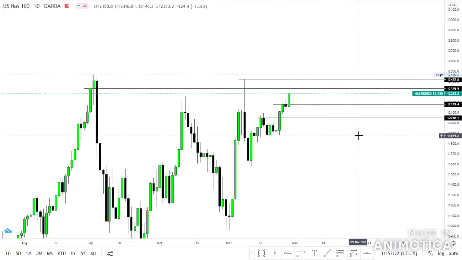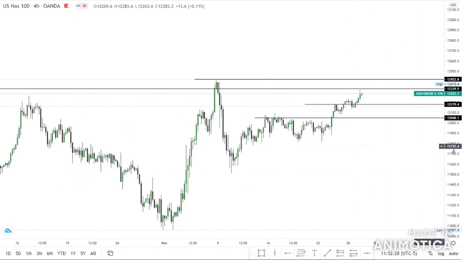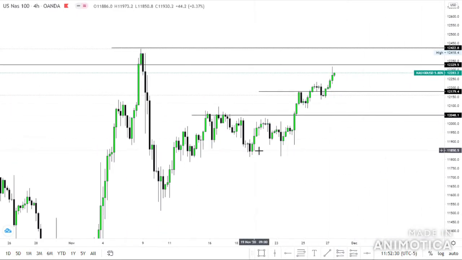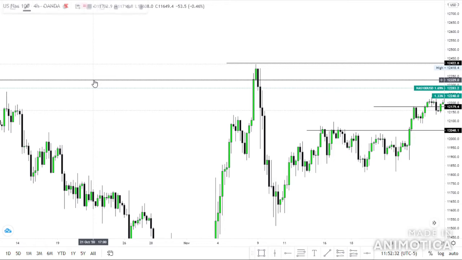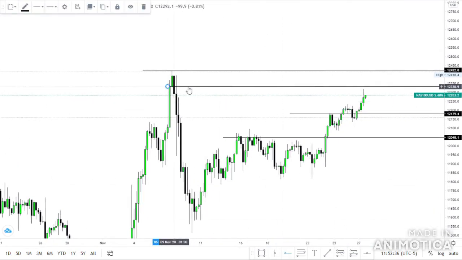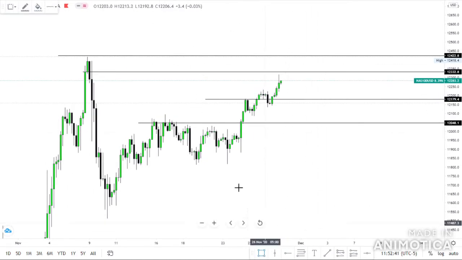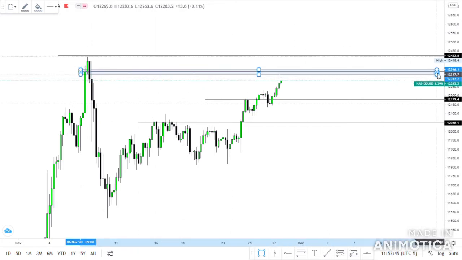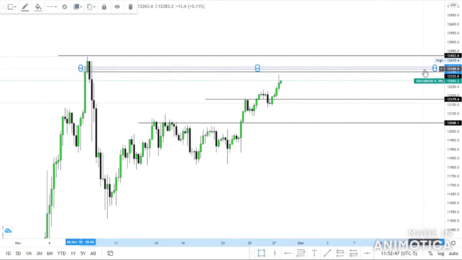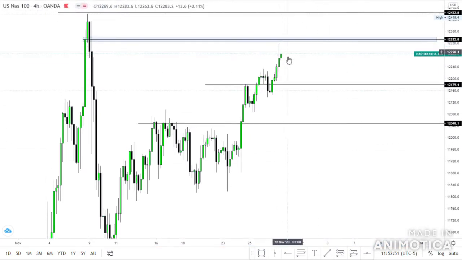All right, let's just head down to the 4-hour. So yeah, we do have these highs right here. Let me just tick off this and mark out this sell region. I'll be focusing here for sells, this high price right here. Just mark this out. Yeah, so I'll be focusing on selling right there.